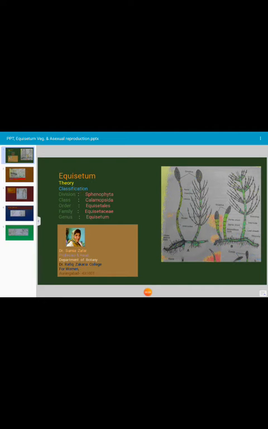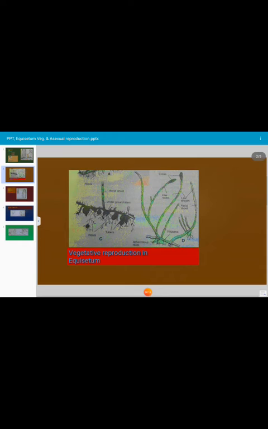Today's topic for discussion is reproduction in Equisetum. Equisetum is a pteridophytic plant. Let us see how it reproduces. The Equisetum plant reproduces by vegetative and asexual reproduction. Let us see all the details of vegetative reproduction in Equisetum.